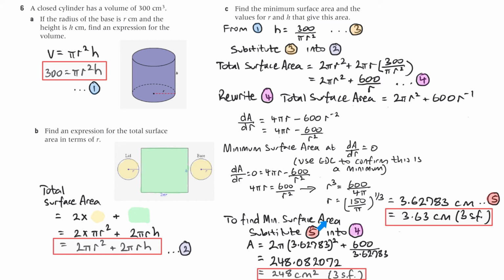To find the minimum surface area, we substitute that value of r into 4, into this, and we can find the total surface area there, which will be the minimum surface area, because we're using the minimum r, and we get 248.082072, or 248 centimetres squared, to 3 significant figures.